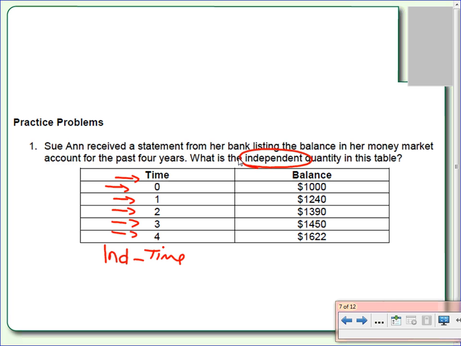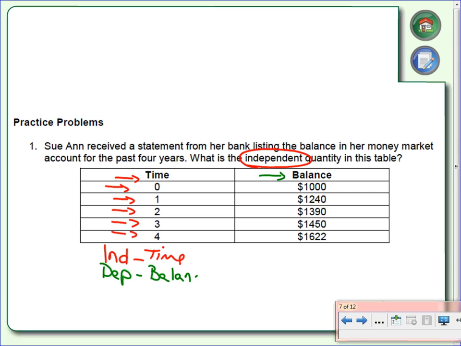Now, this question could have also asked you, what is the dependent? What if they had asked us for the dependent, the y values? What do the y values represent? They represent the balance. So independent on this one is the time. Dependent is the balance. There's your person.